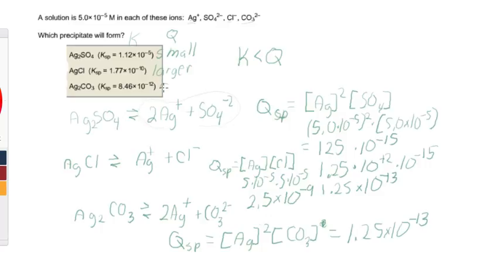And that is smaller than 8.46 times 10 to the negative 12th. Okay. Notice that the more negative the exponent, the smaller the number, so that's why this is smaller than this. So, to answer the question, which one will precipitate? The one with the larger Q. So silver chloride will precipitate.